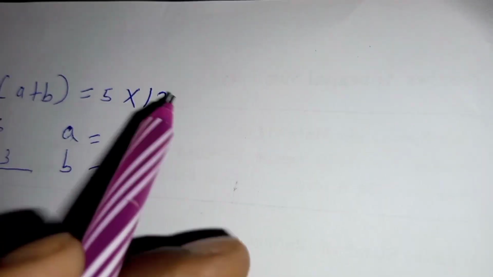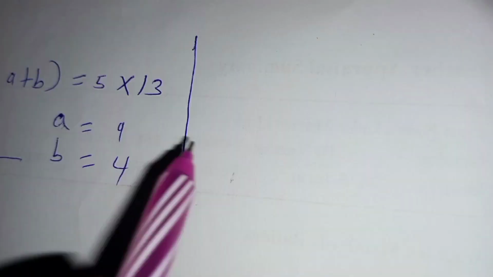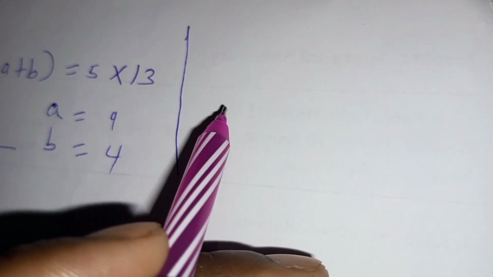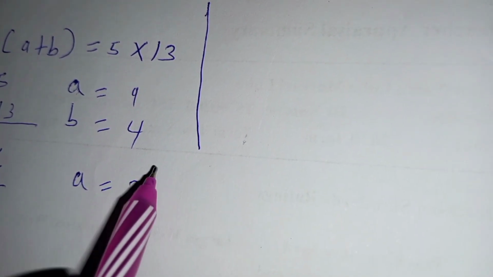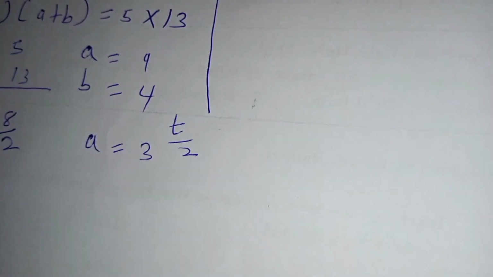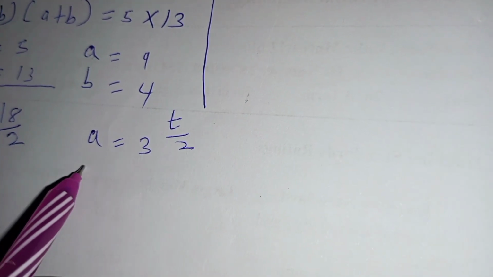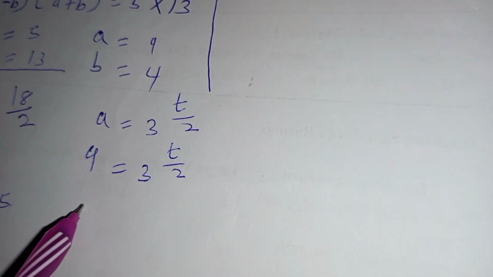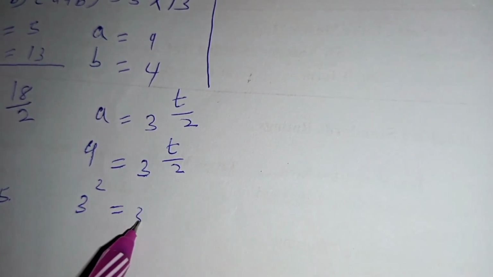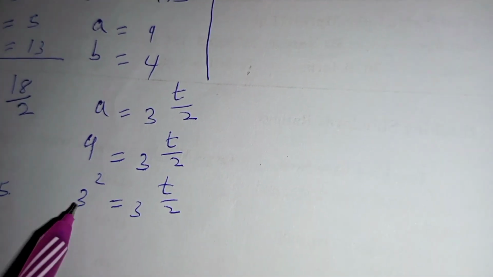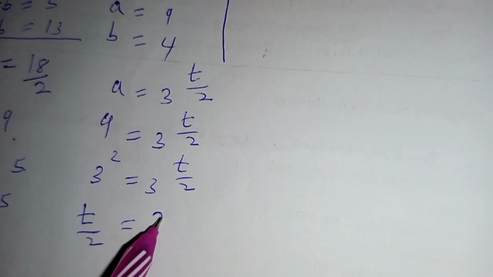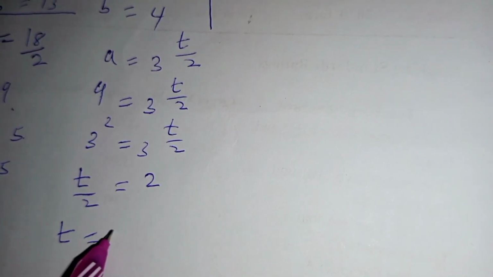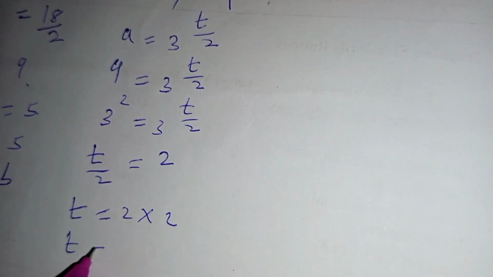Then we go to where we began, and this is what we had. We had a being equal to 3 to the power of t over 2. So from here, we substitute the value of a, which is 9. 9 is equal to 3 to the power of t over 2. 9 can be written as 3 squared, which is equal to 3 to the power of t over 2. So bases here are equal, we equate the index. So t over 2 is equal to 2, meaning that t is equal to 2 times 2. t is equal to 4.